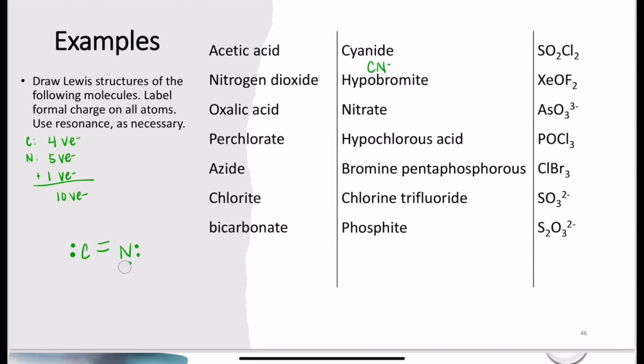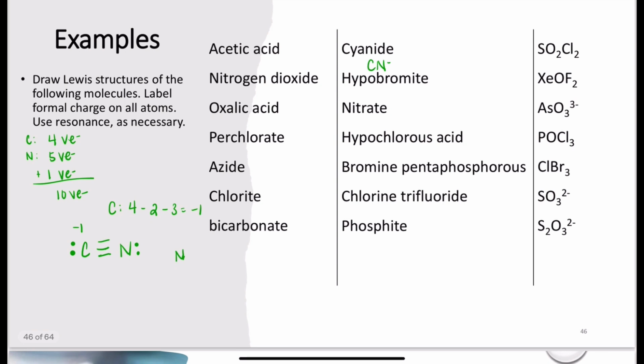So nitrogen needs to share a second set of electrons. Now if I look here, carbon and nitrogen each have their octet. Carbon has 3 bonds, so let's look at the formal charge. 4 valence electrons, minus 2 lone pair electrons, minus 3 bonds, and overall -1 charge. Nitrogen, when it has 3 bonds and 1 lone pair, has a 0 formal charge.